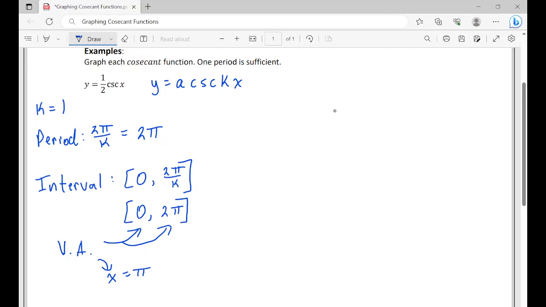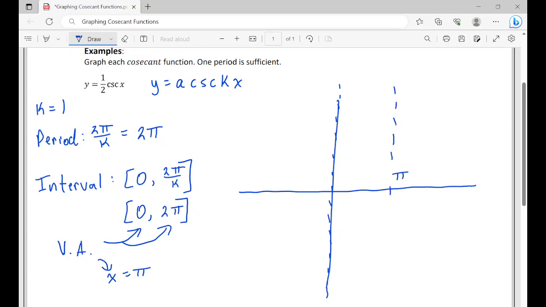So now we can go in and graph. And so we have at 0, just run it through the y-axis. Then at pi, another vertical asymptote, and then at 2 pi. And since our a value is 1/2, that means this graph is only going to go as low as a half, and as high as negative a half.